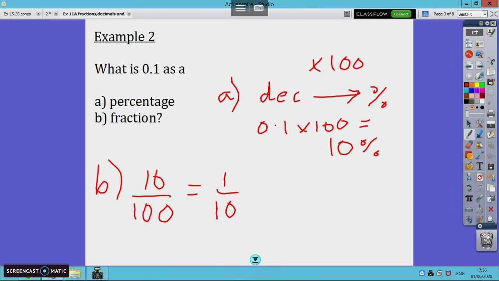So always remember to go from decimal to percentage, multiply by 100. To go from percentage to decimal, you divide by 100, so the other way round. And always remember percent means per 100, and that's how you write it down.